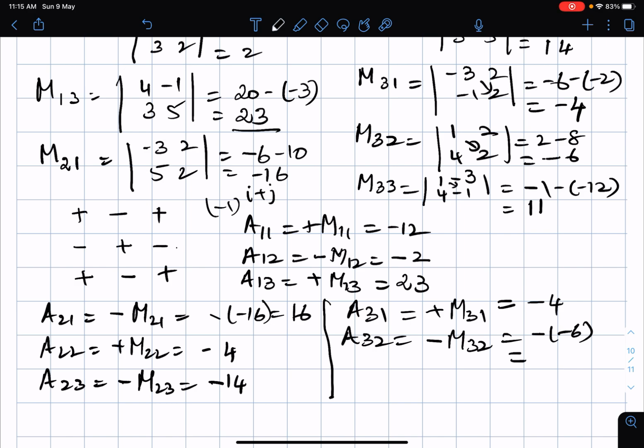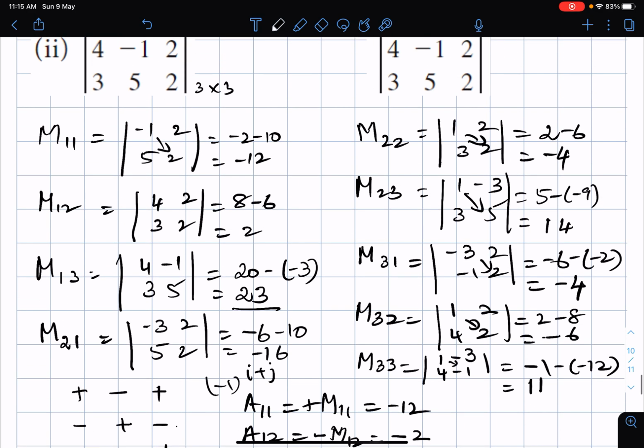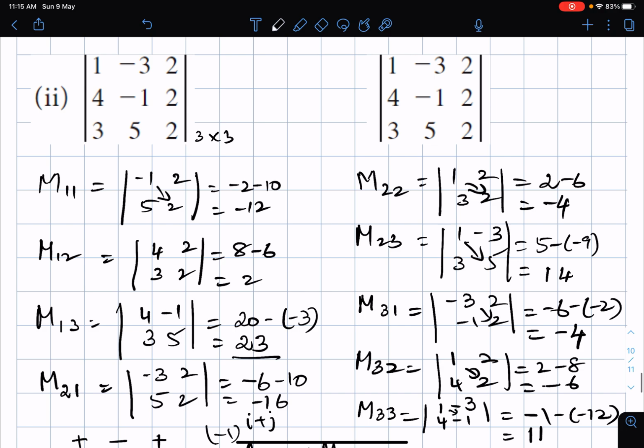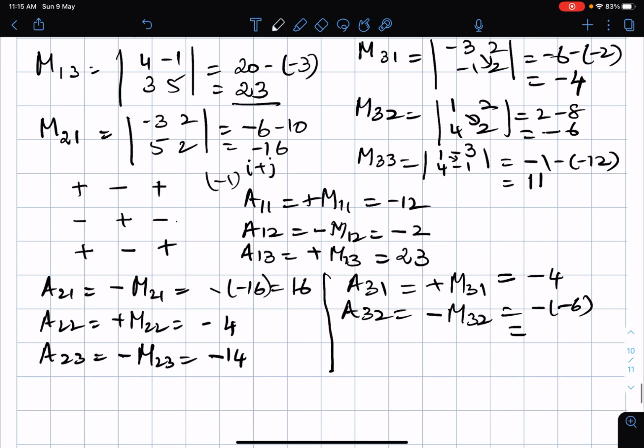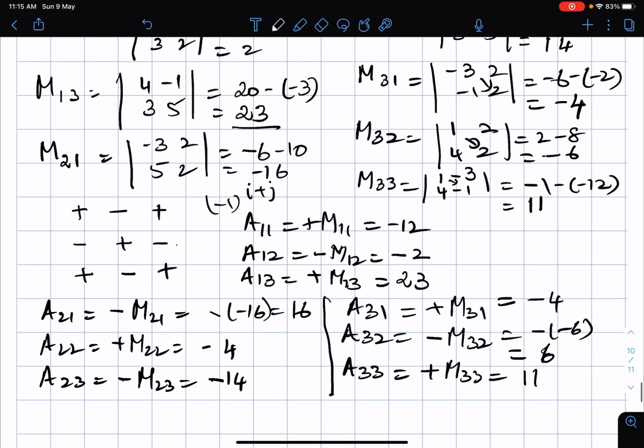Is it correct? M32, we'll check it once again. Yeah, it is correct. 1 into 2, 4 into 2, okay. 8 minus 2, it is minus 6, so it is going to be plus 6. Next, A33 is again plus M33, and for M33 the answer is 11, so it is 11. No change in that, okay. Okay, it's correct. Now these are the minors and the cofactors, okay. Thank you.